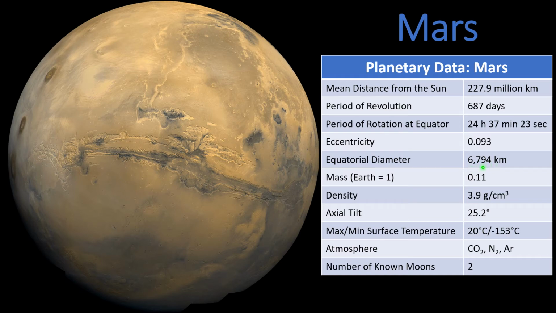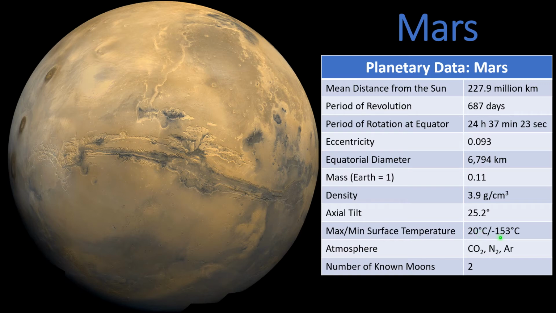6,794 kilometers. Because it's smaller, it's much less massive. It's 11/100th the mass of the Earth. Its density is a little lower too, 3.9 grams per cubic centimeter. It has a tilt of 25.2 degrees, similar to the Earth. And its maximum temperature, 20 degrees Celsius. That's 68 Fahrenheit. So that is a survivable temperature for humans.